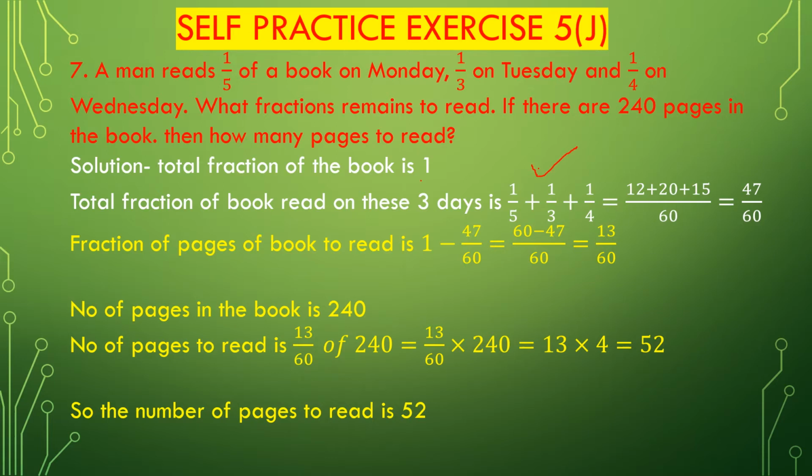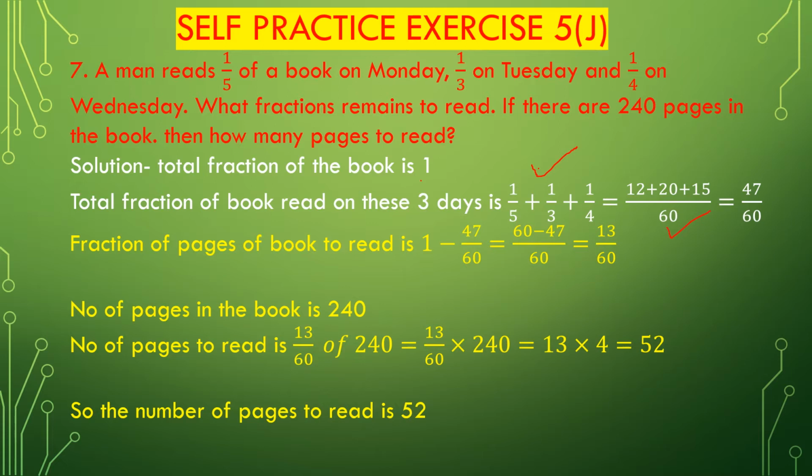First find out the LCM of 5, 3 and 4. LCM of 5, 3 and 4 is 60. 5 multiplied with 3 multiplied with 2 multiplied with 2. 5 multiplied with 3 is 15. 15 multiplied with 2 is 30. 30 multiplied with 2 is 60.